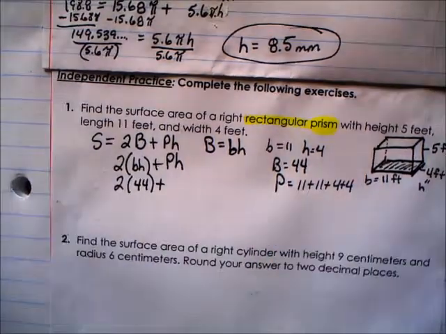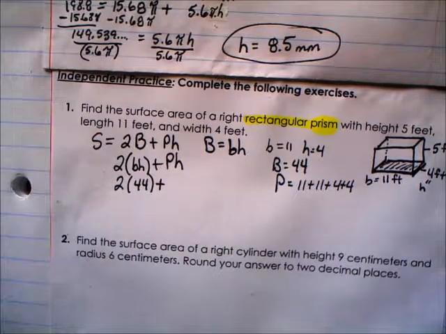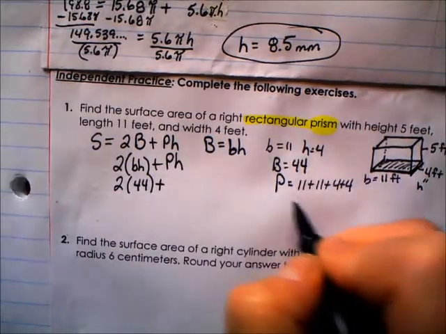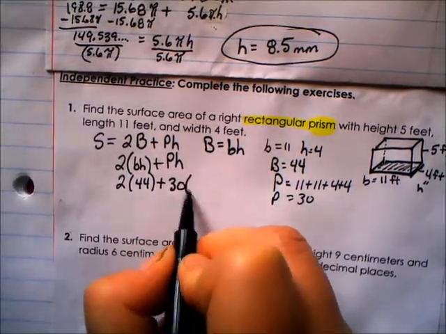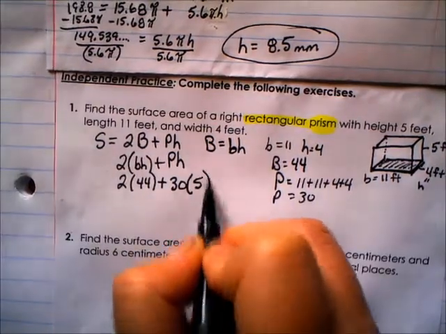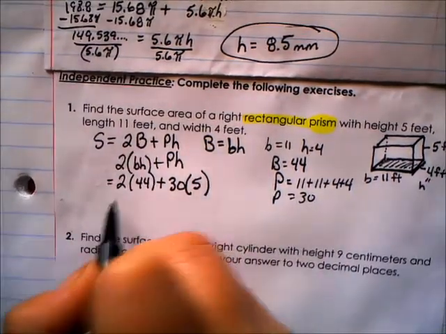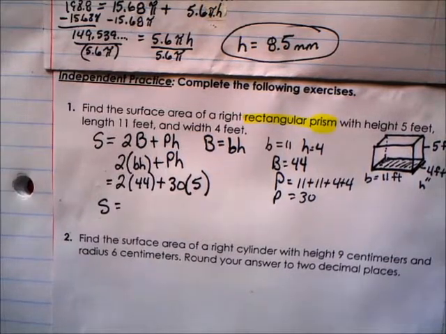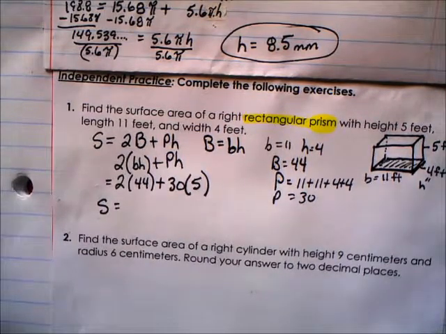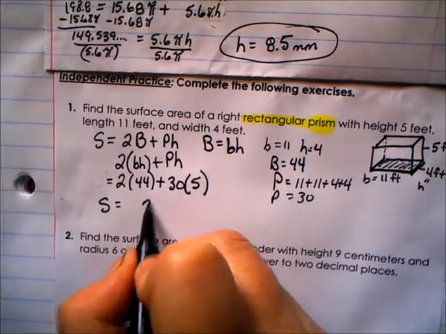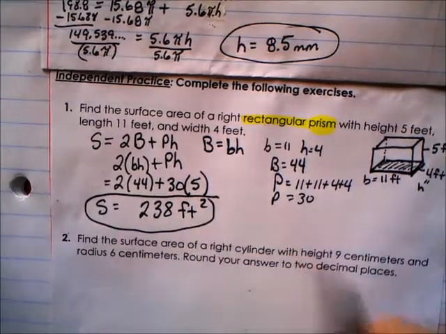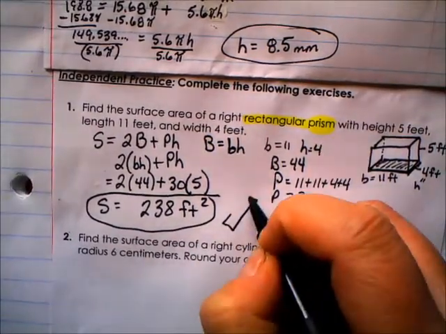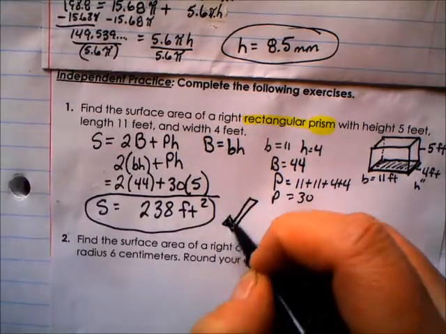So that is how much? 11 plus 11 plus 4 plus 4. That gives me a total of 30 for my perimeter. So in my formula, I'm going to have 30 times the height, which is the number 5. Put it all together. 2 times 44 plus 30 times 5 gives me an answer of 238 feet squared is my surface area. If you got that correct, give yourself a check mark. Big old check mark.